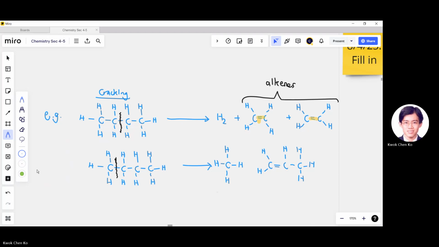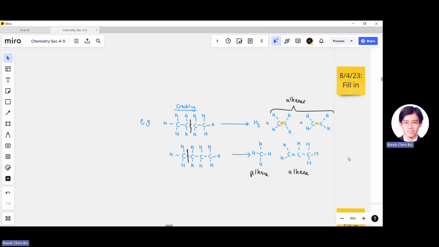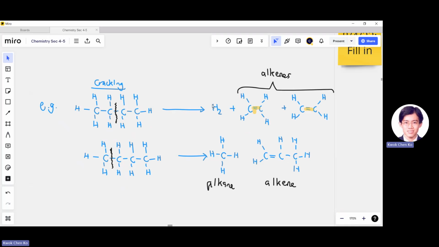And you notice what this is here? It's methane. So this is an alkane. But this one has a double bond, so this is an alkene. Do these two examples fit my rule? Yes, it does. Hydrogen plus alkenes, alkane plus alkene.